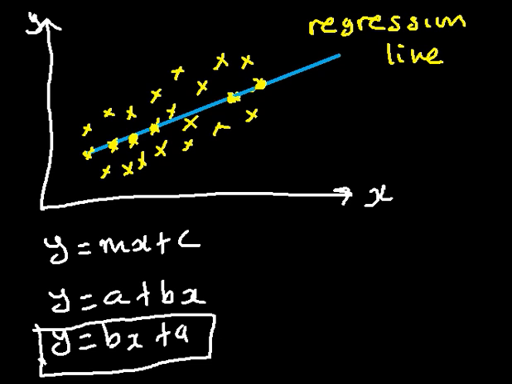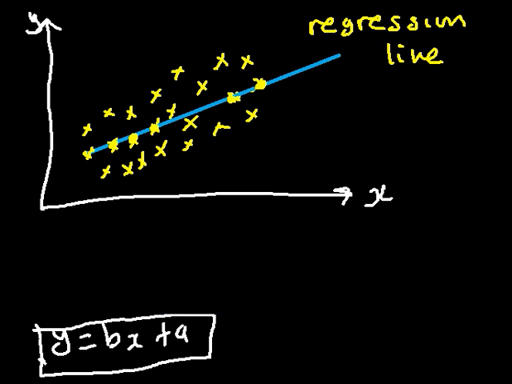So if we have bivariate data, we can come up with the equation of the regression line. Even if the variables are negatively related, the principle remains the same. We can have the regression line being oriented in other ways as well.